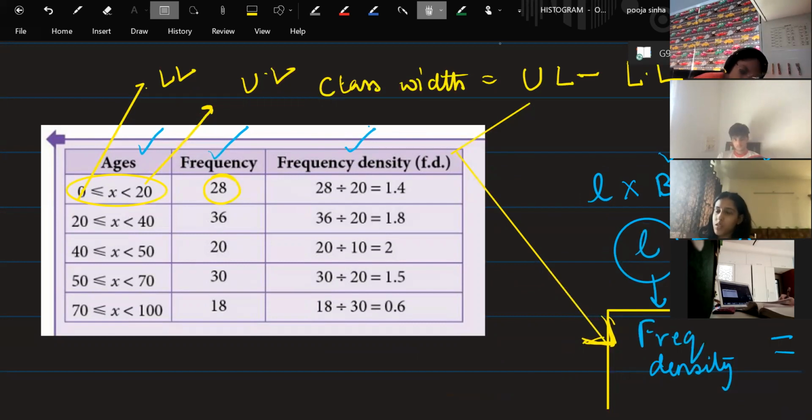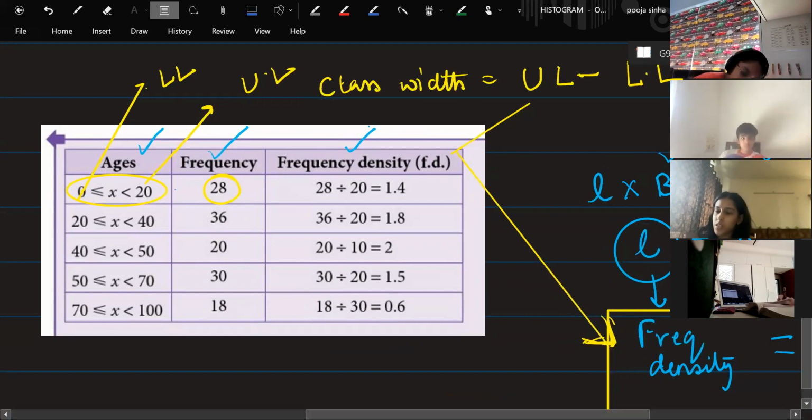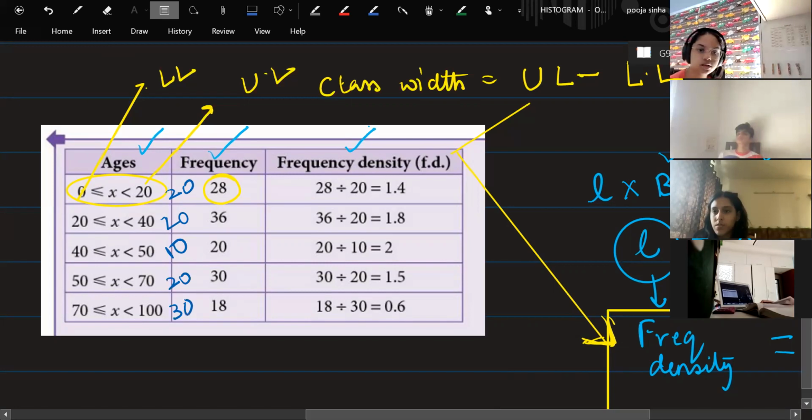How much is the class width for the first one? This is 20. How much is the class width for the next one? 20. 40 minus 20, that's also 20. How much is the class width for the third one? 10. 50 minus 40. Class width for the next? 20. Next? 30. That's the class width, right? Yeah. We created one more column. We will write that also down.